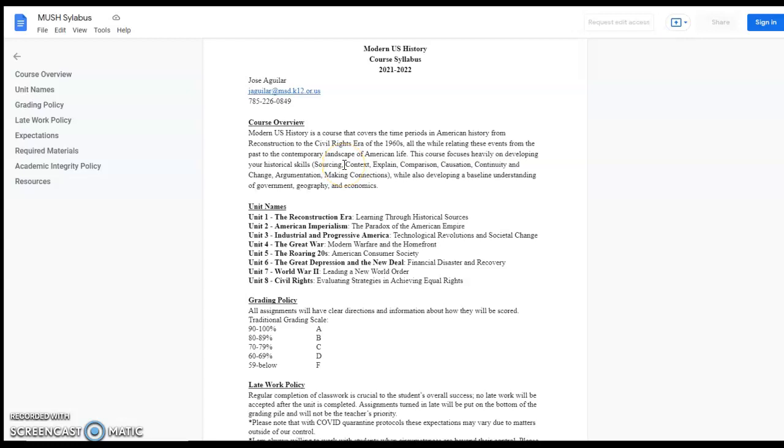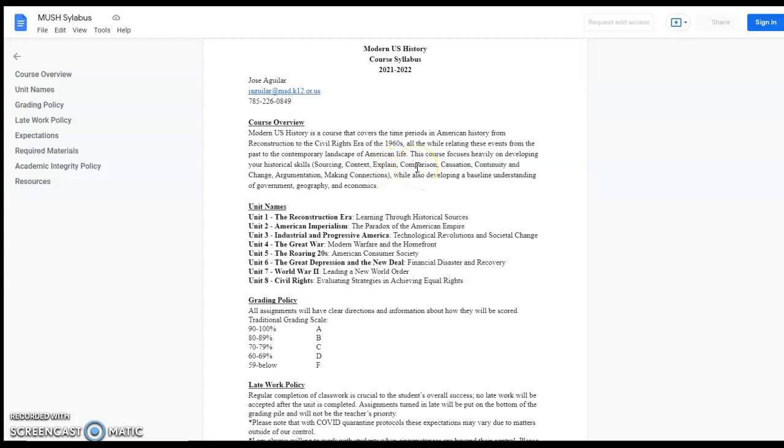But in terms of what the course is actually about, we're covering a time period roughly from Reconstruction to the Civil Rights era of the 1960s, so roughly a 100-year time period. However, I understand that this is the content that we have to go off of, but my students understand that being a historian is about being like a detective. So the main focus is developing these historical skills, such as sourcing, contextualization, explanation.